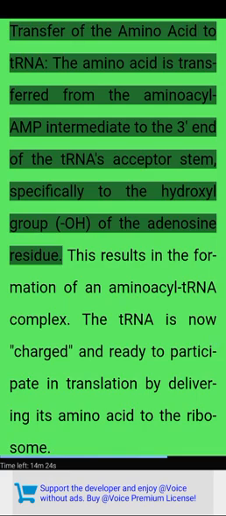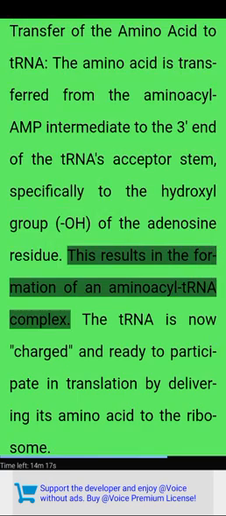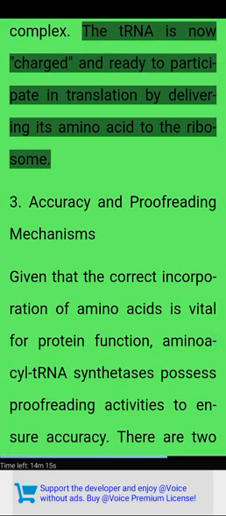Transfer of the amino acid to tRNA. The amino acid is transferred from the aminoacyl-AMP intermediate to the 3' end of the tRNA acceptor stem, specifically to the hydroxyl group O of the adenosine residue. This results in the formation of an aminoacyl-tRNA complex. The tRNA is now charged and ready to participate in translation by delivering its amino acid to the ribosome.